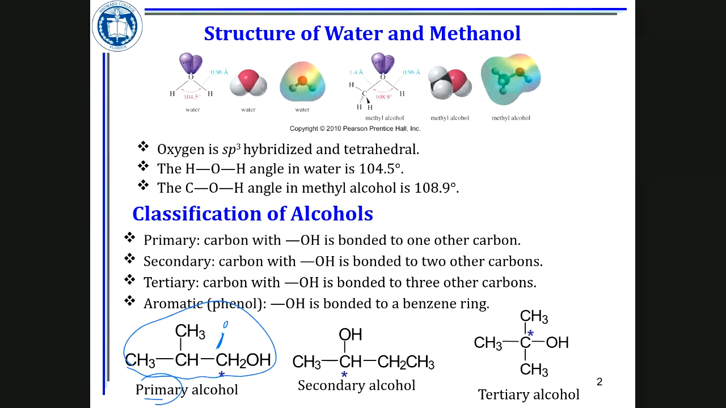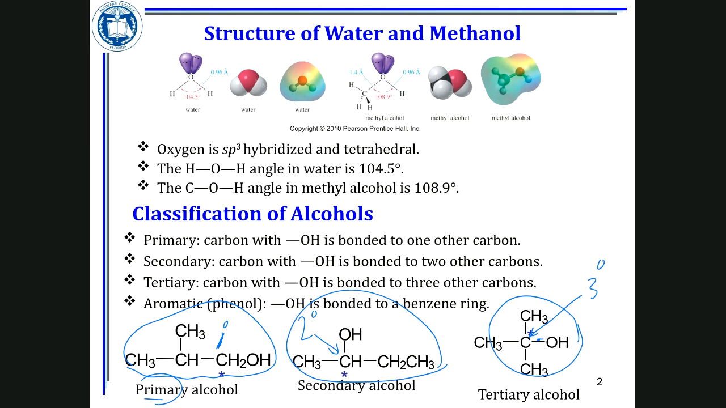The carbon that carries the OH in this case is a secondary. Because what makes the carbon secondary? The two carbon-carbon bonds. If the carbon is attached to two other carbons, it's going to be a secondary carbon, and the alcohol is going to be a secondary alcohol because OH is attached to a secondary carbon. And last one, we have the tertiary alcohol. Because this carbon is a tertiary carbon, and the OH is attached to a tertiary carbon, it makes the alcohol a tertiary alcohol.